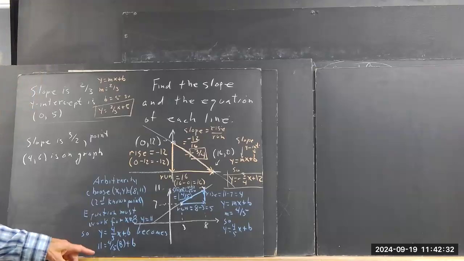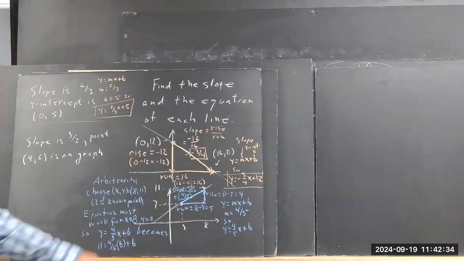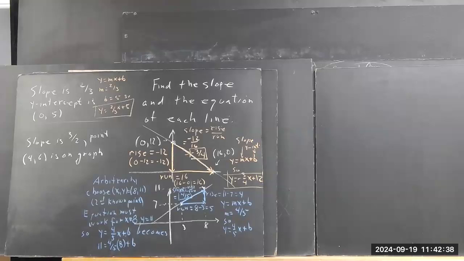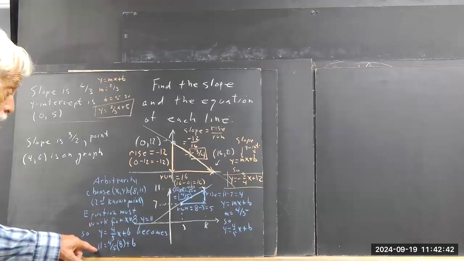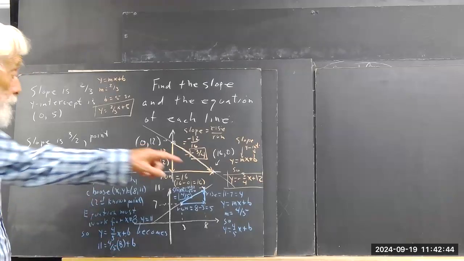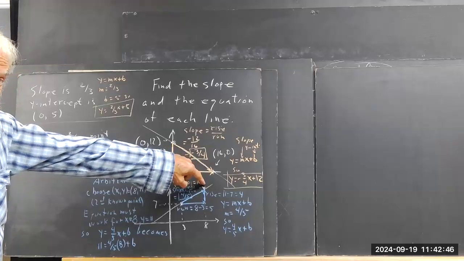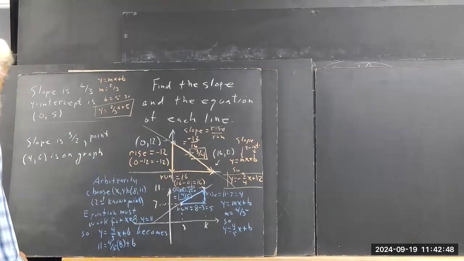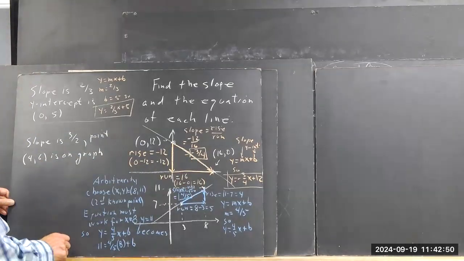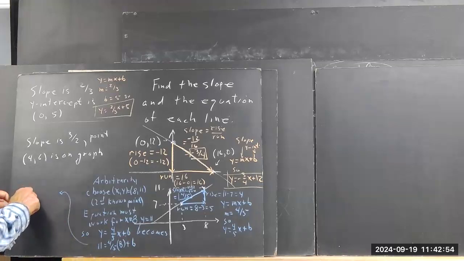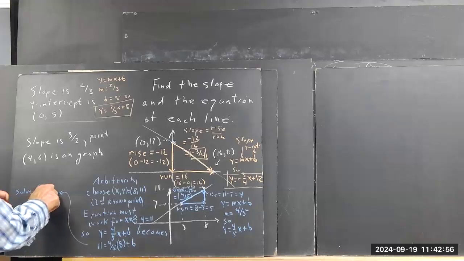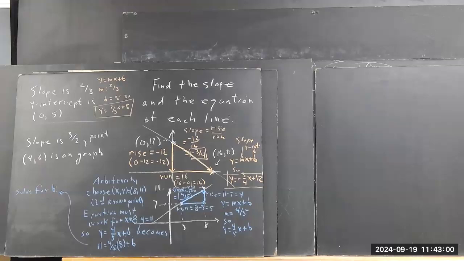equation becomes 11/5 equals 4/5 of 8 plus b. And it's got to work for those numbers. This equation has to work for these numbers because these numbers give you the coordinates of a point on the graph. Okay, so we solve for b. Well, that's very easy.